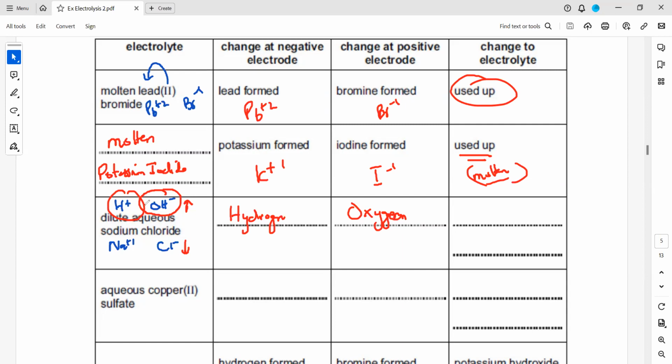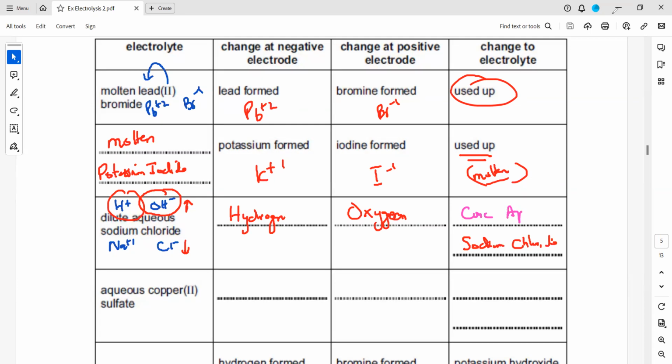Now, hydrogen is removed and hydroxide is removed. What happened to the electrolyte? The electrolyte was sodium chloride, but the H and OH ions are being removed. So we can say it will become concentrated aqueous sodium chloride.